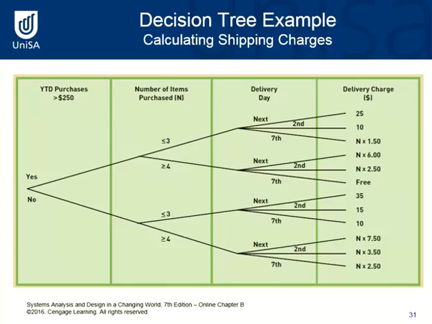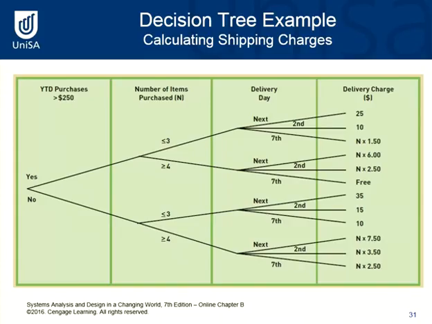But again, you can see straight away how ambiguity can creep into a scenario if you haven't represented it properly. Okay? So as far as I can see from this scenario, your delivery can either occur on the next day, the second day, or the seventh day. That's what that scenario says. Although, it's a little bit deceiving again, because you've got your N times 1.50. What does N represent?